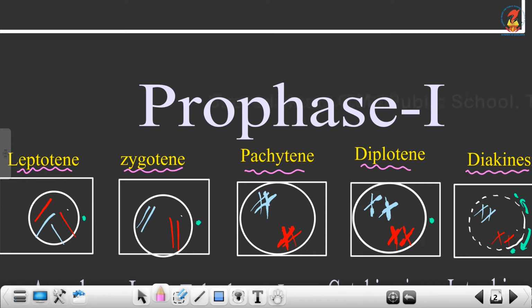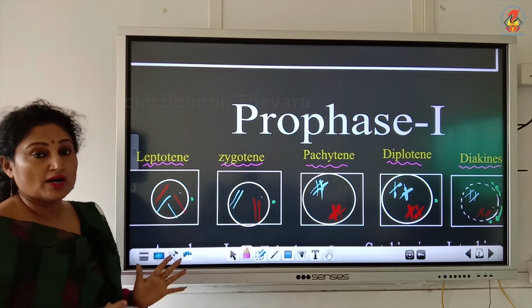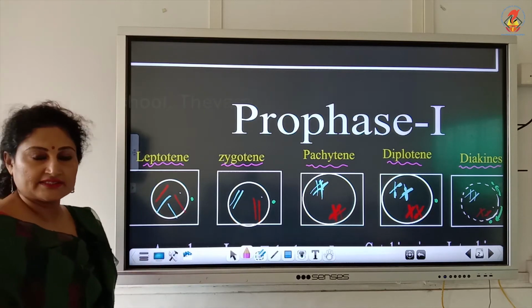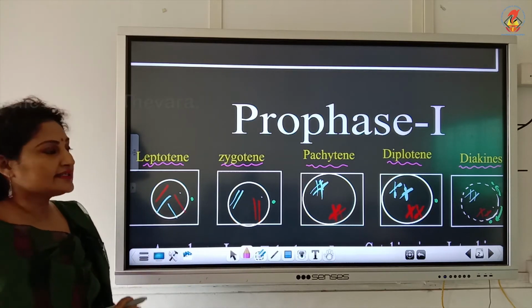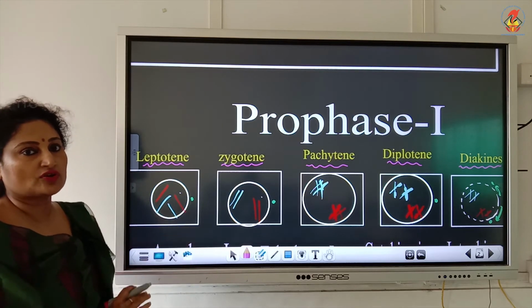Now here it is very easy. When you are drawing, you just draw the square and the circle right across till the end. 5 squares with 5 circles inside, the square indicating the cell wall or the plasma membrane, the circle indicating the nuclear membrane. And here we are noticing only one event occurring, the event occurring with respect to the chromosomes.